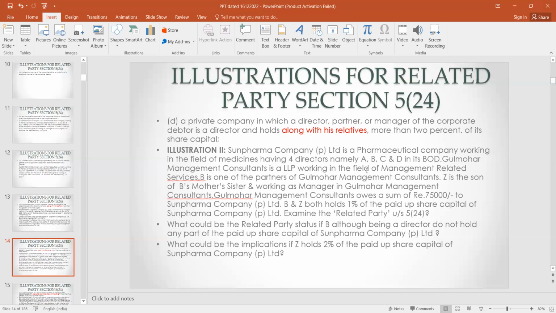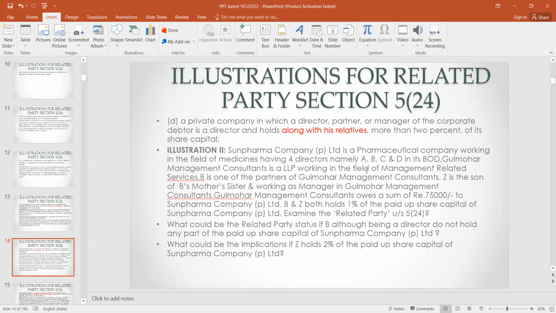524C: LLP or partnership firm in which a director, partner or manager of the corporate debtor or his relative is a partner. Now he is the partner. And Z is the son of... He is one of the partners. That is individual relative, sir. No, the relationship we have to see vis-a-vis the Sun Pharma Company Private Limited. It's the corporate debtor. So we are seeing whether this Gulmohar and Sun Pharma are related or not.